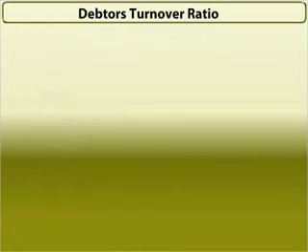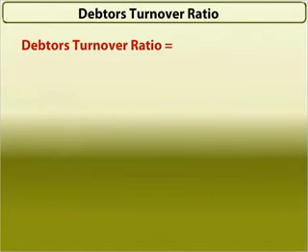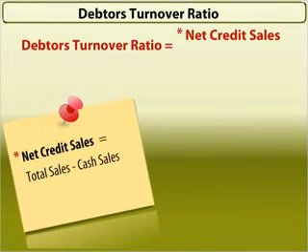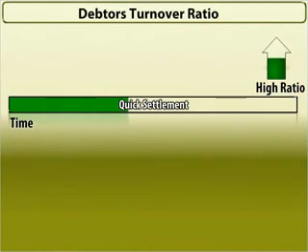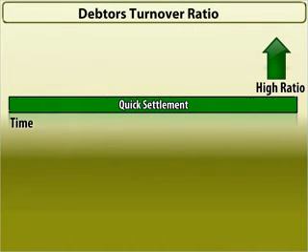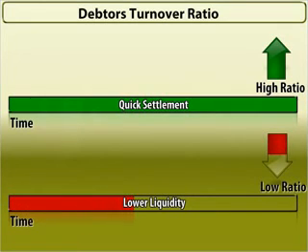Debtors turnover ratio or receivable turnover ratio is calculated by dividing net credit sales by average debtors. A higher ratio signifies quick collection of debts, whereas a low ratio suggests low liquidity.